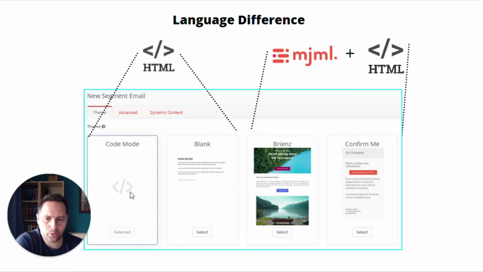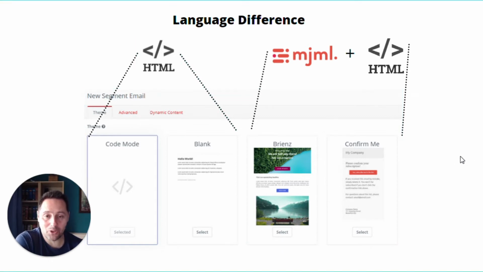These first two will work with HTML, and these here, the ones which you create as MJML templates, will be working with an MJML language, and that will be translated into HTML. This might sound a little bit weird that you have two different standards, but that's how it works right now. So let me show you what this exactly means.